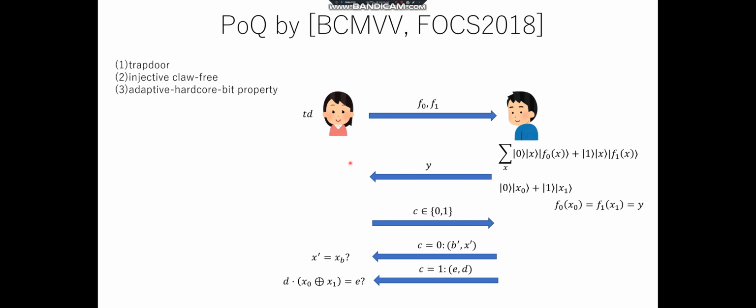But the assumption of the adaptive hardcore bit property prohibits this. The adaptive hardcore bit property means that no polynomial-time adversary can obtain this and this at the same time. So because of this assumption, a classical prover cannot make the verifier accept with non-negligible probability.